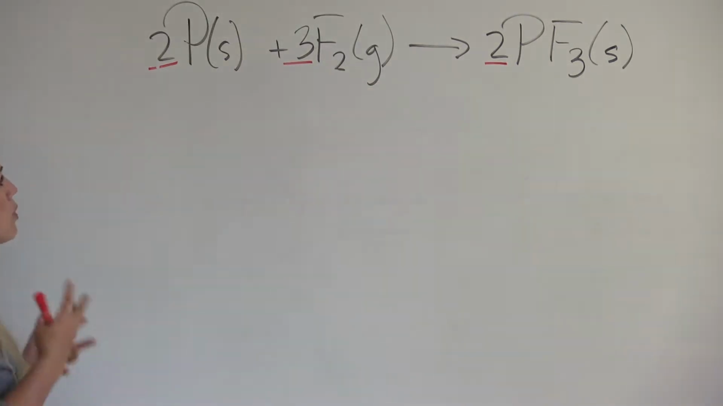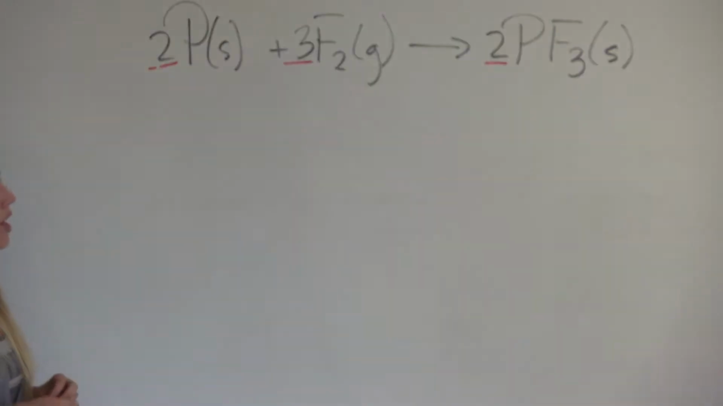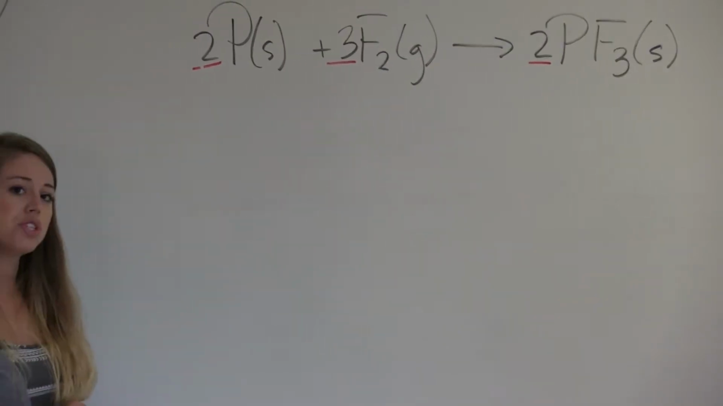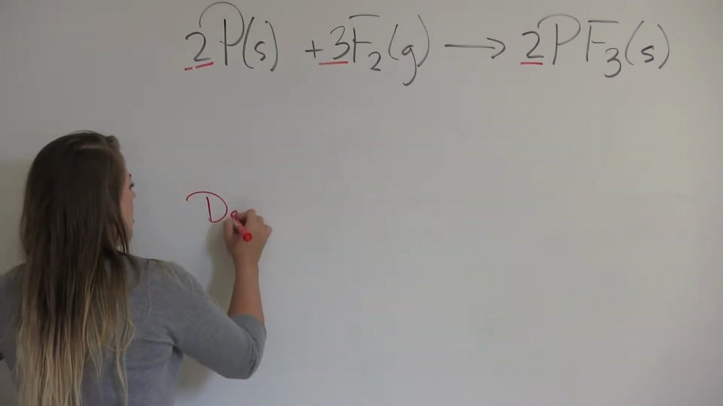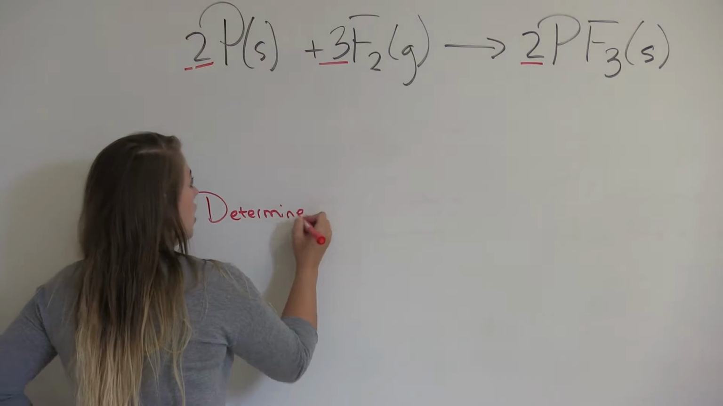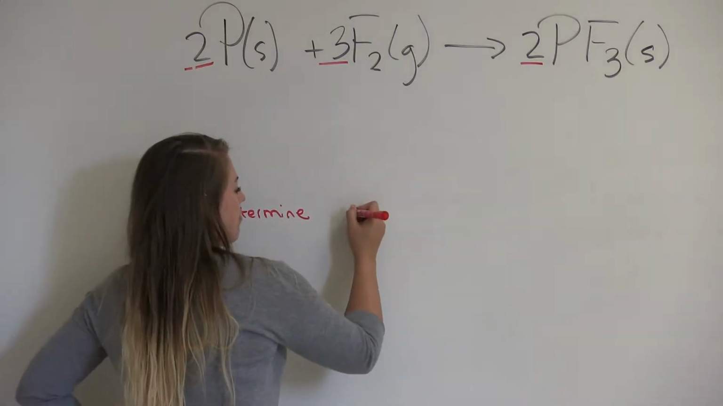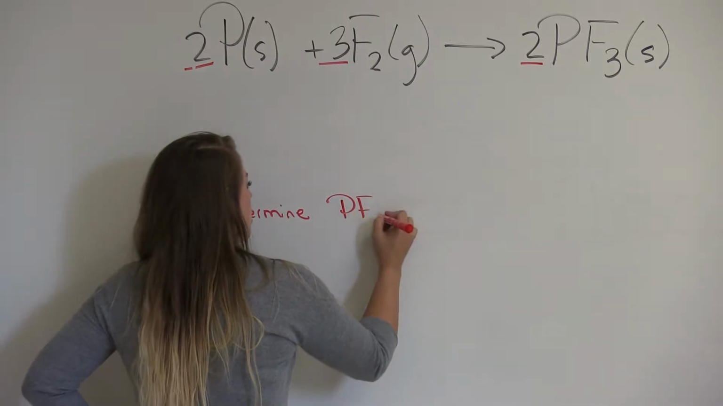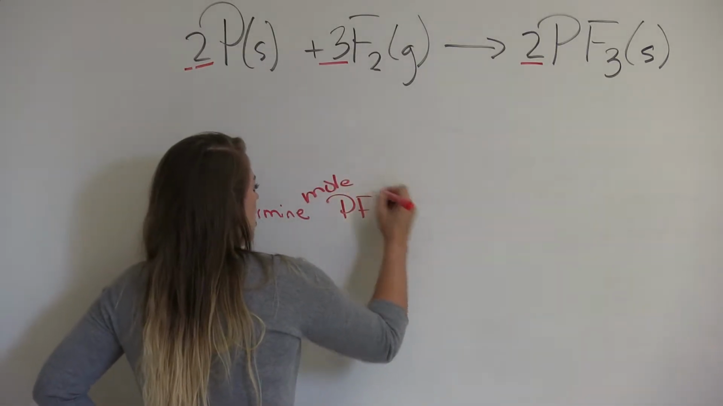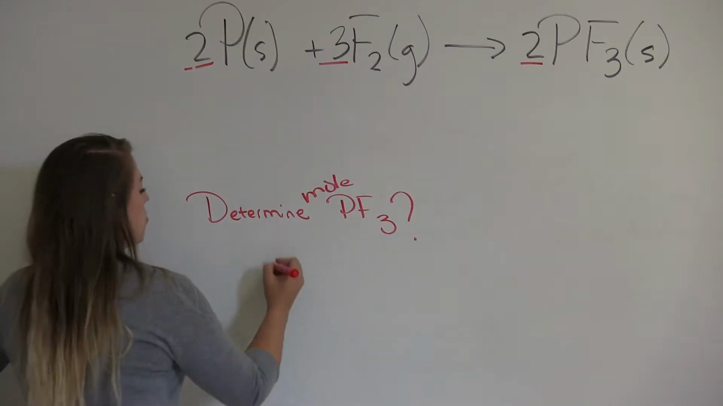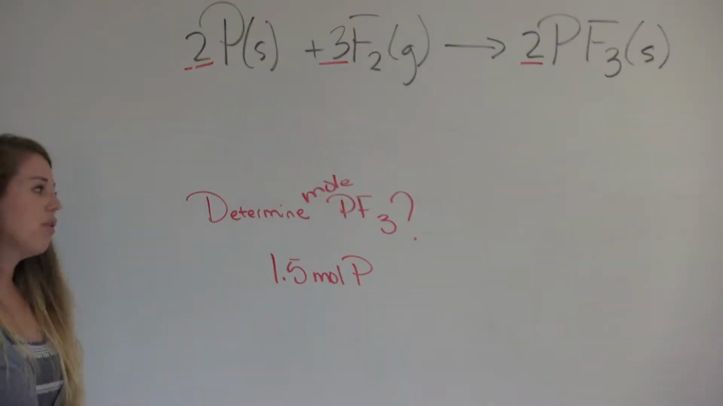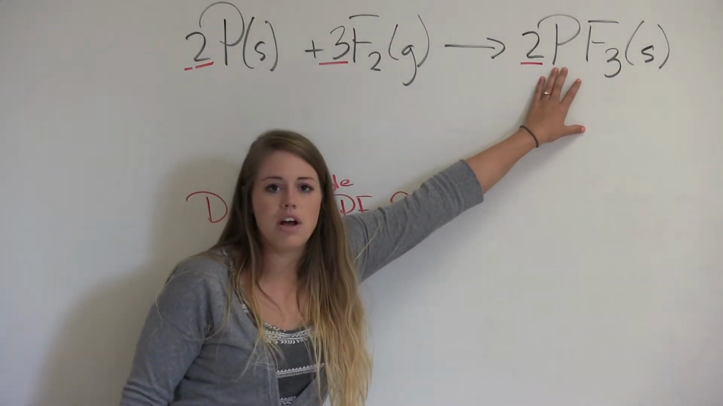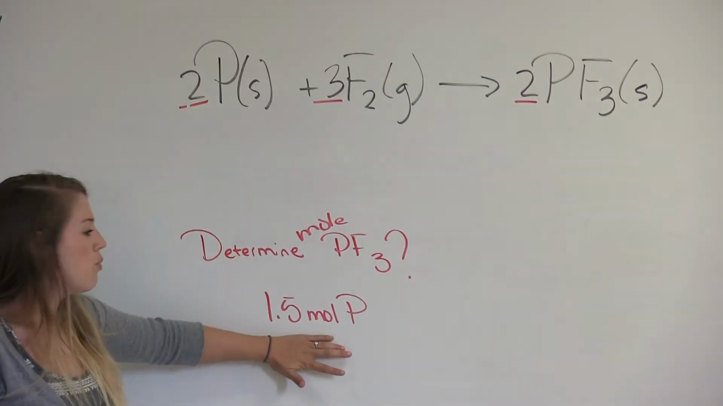So what we can set up in order to predict products or predict how much we need of each is something called a mole ratio, which is just the relationship between the moles. So let's say we want to determine how many moles of PF3 we need. Okay, and let's say we start with 1.5 moles of phosphorus.